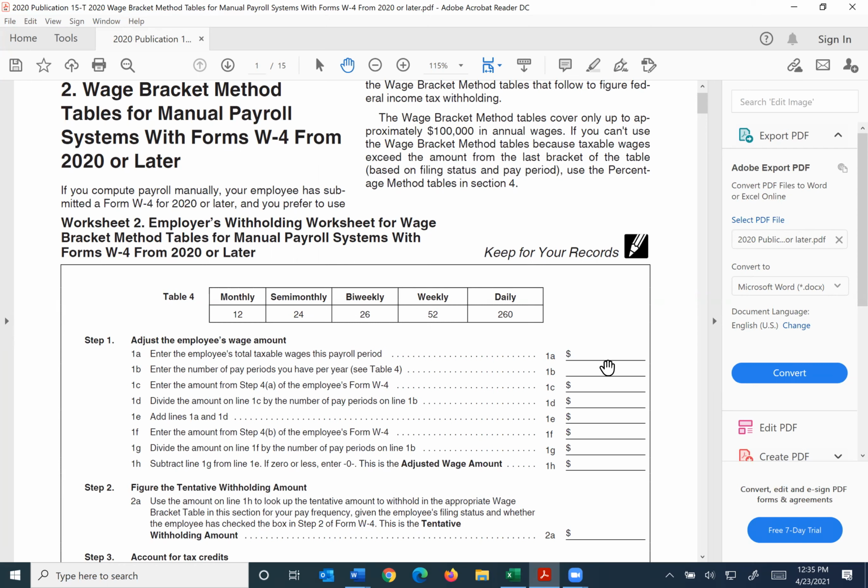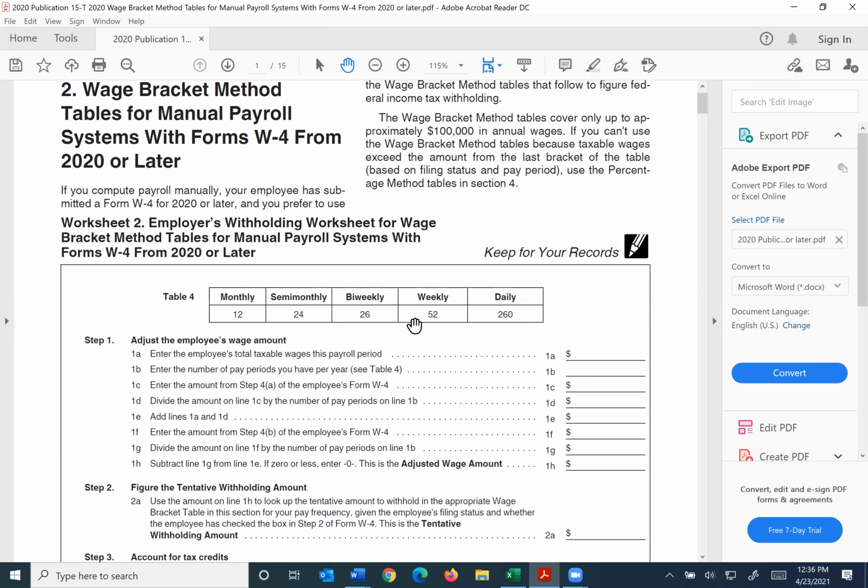Okay, so this new method uses a different set of tables than the previous wage bracket method. We need to be aware of what the periodicity of our payroll is. Monthly's 12, weekly's 52, semi-monthly, bi-weekly, these are common. Daily's only common in the temporary employment agencies.